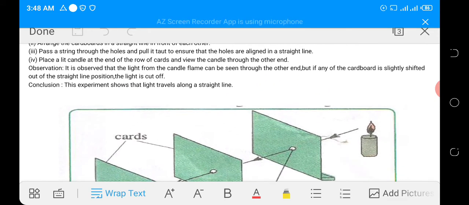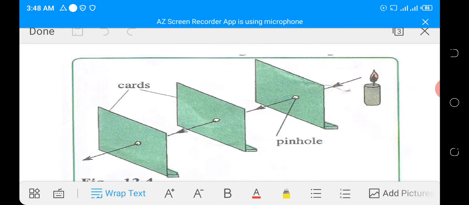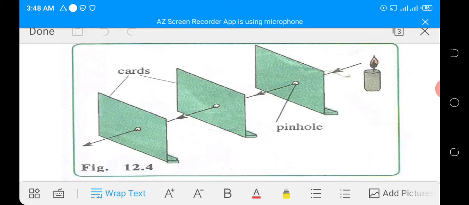Then let's go to the observation. It is observed that the light from the candle flame can be seen through the other end. But if any of the cardboards is slightly shifted out of the straight line position, the light is cut off. This is what they are saying. Out of these 3 cardboards that are in a straight line now, if the middle cardboard is shifted a bit so that it is no longer in a straight line with the other 2 cardboards, and we look at the end of the row, we won't be able to see the light ray coming from the candle again, because the central hole is no longer in a straight line with the other 2, meaning that light ray cannot pass through the blocked part.